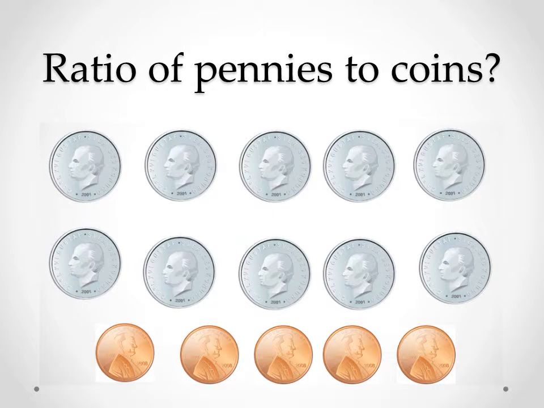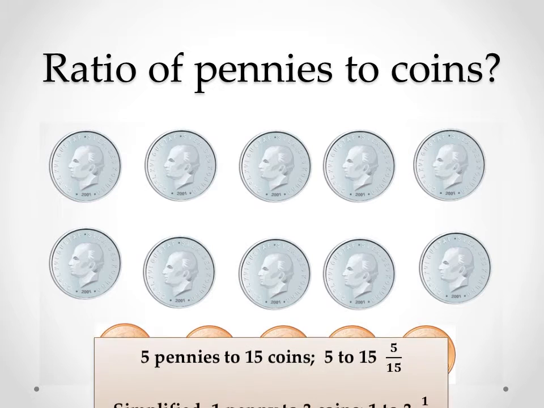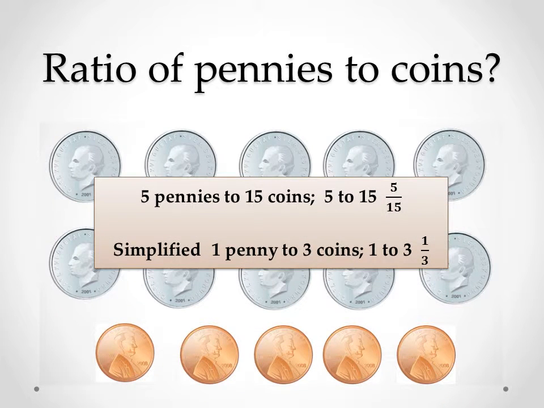Take a second and look at this picture and see if you can determine the ratio of pennies to coins. If you said 5 pennies to 15 coins, you're correct. So we could also write that 5 to 15 or 5 over 15. If you simplified this ratio, it would be there is 1 penny to every 3 coins, or 1 to 3.